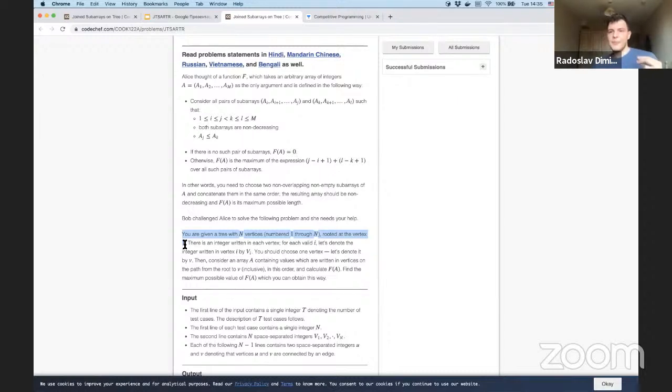So we have a rooted tree, and what we want to do is extract all possible arrays which start from the root to every vertex.